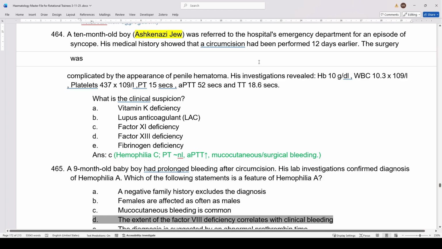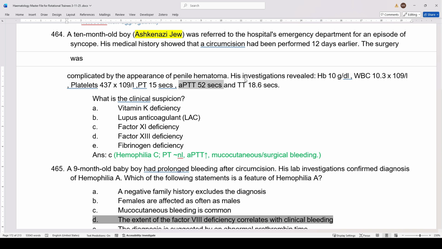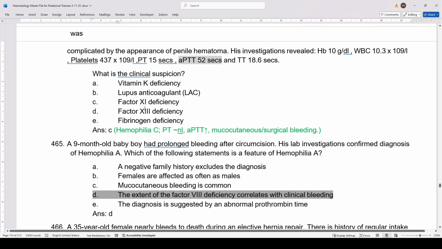Okay, there was some bleed. His investigation revealed Hb 10, it is anemia, WBC count and platelet count normal, PT normal, APTT is prolonged, and TT is normal. So what is the clinical suspicion? Vitamin K deficiency? In vitamin K deficiency, we have both PT and APTT prolonged. Lupus anticoagulant is not there, because the patient is bleeding, so he does not have a thrombotic disorder.